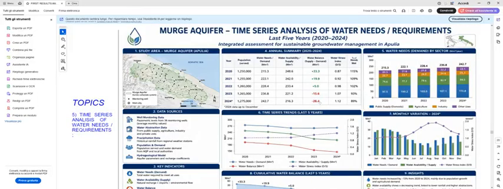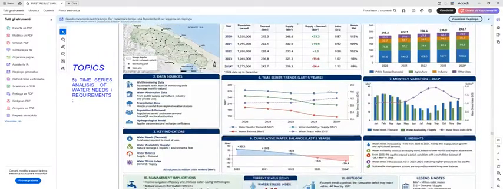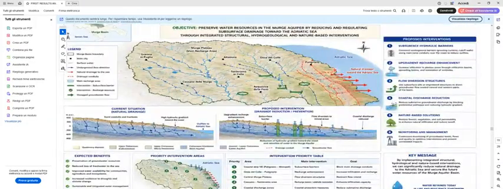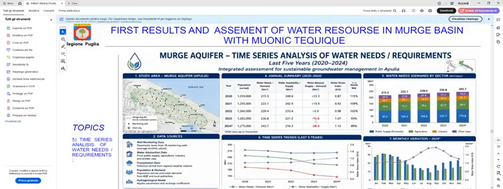So we are making this study with a precise scope: to support the local administration and the local authority to plan the resource, and to try to solve also this natural phenomenon of the water that is dispersed in the Adriatic Sea.